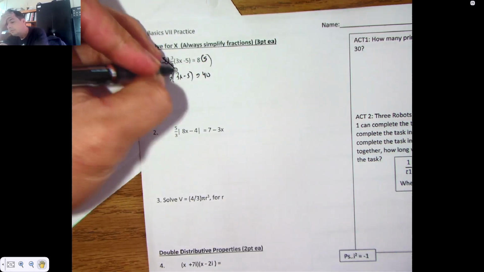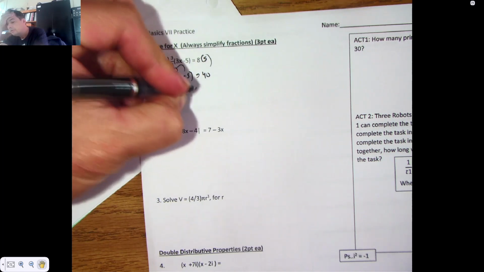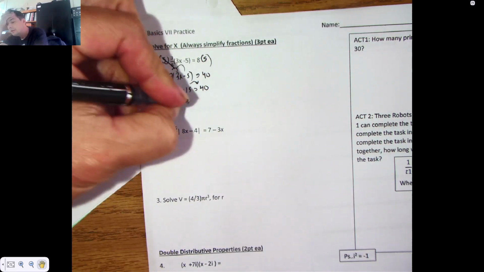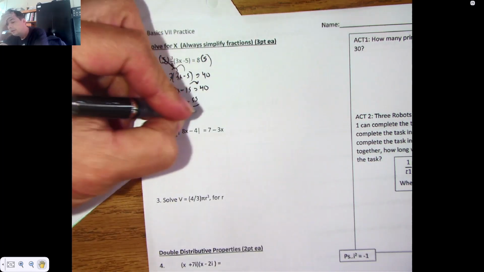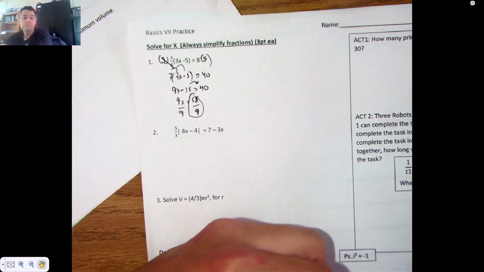Then you invoke that distributive property. 3 times 3x is 9x. 3 times a negative 5 is negative 15. Still equal to a 40. We're going to add 15 to the right-hand side, so 9x is now 55. And we're going to divide through by 9. And 55 over 9, last I checked, does not reduce. Again, that's a 55 over a 9.